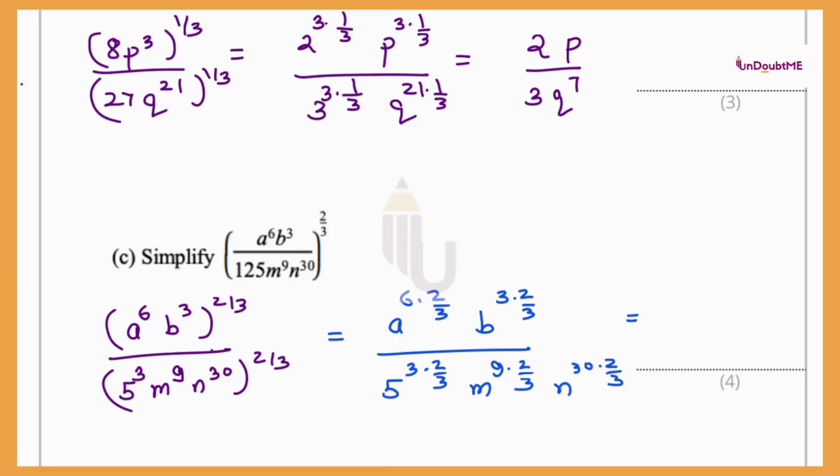Then we have some cancellations, so this will be gone, this is gone, this will be 3, this is 10. And finally the answer will be a to the power 4 b square over 5 square is 25, m to the power 6, and then n to the power 20. Okay, this is the most simplified form and that will become our answer.